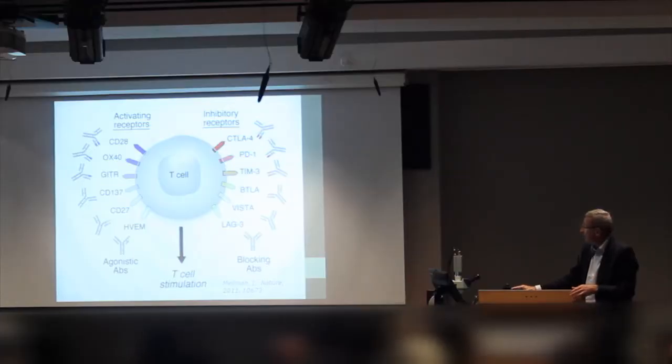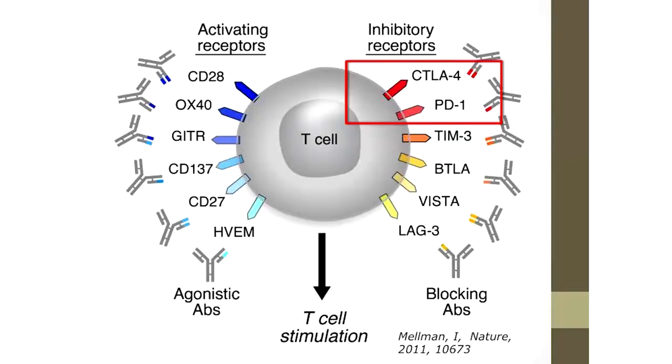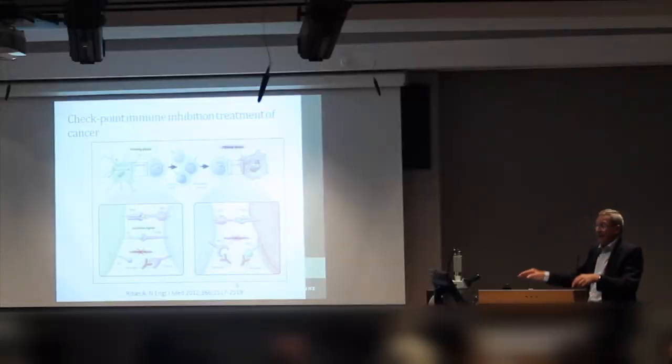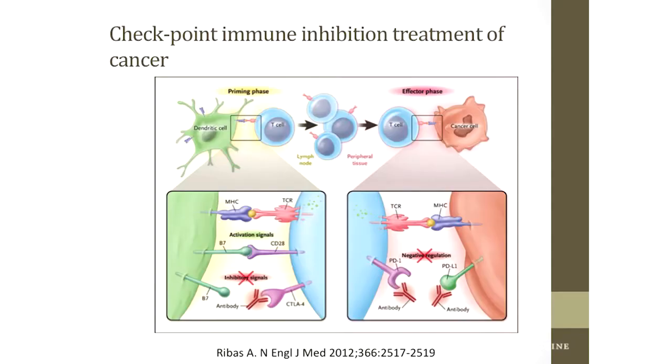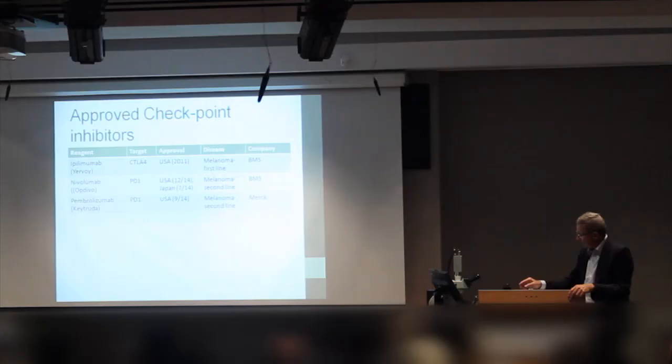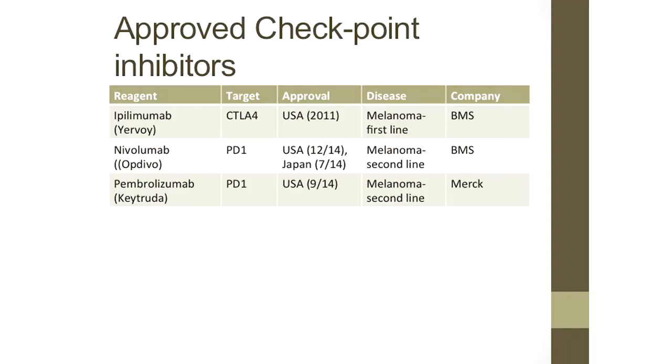And some of the molecules that actually mediate this inhibition of T cells have been identified. And they're shown here, these inhibitory receptors. And these two in particular are important because it's been possible to make antibodies that can block these receptors and result in stimulation of the T cells and ability to kill the cancer. And these drugs are becoming very important in oncology in general. These have now been approved in melanoma and lung cancer.